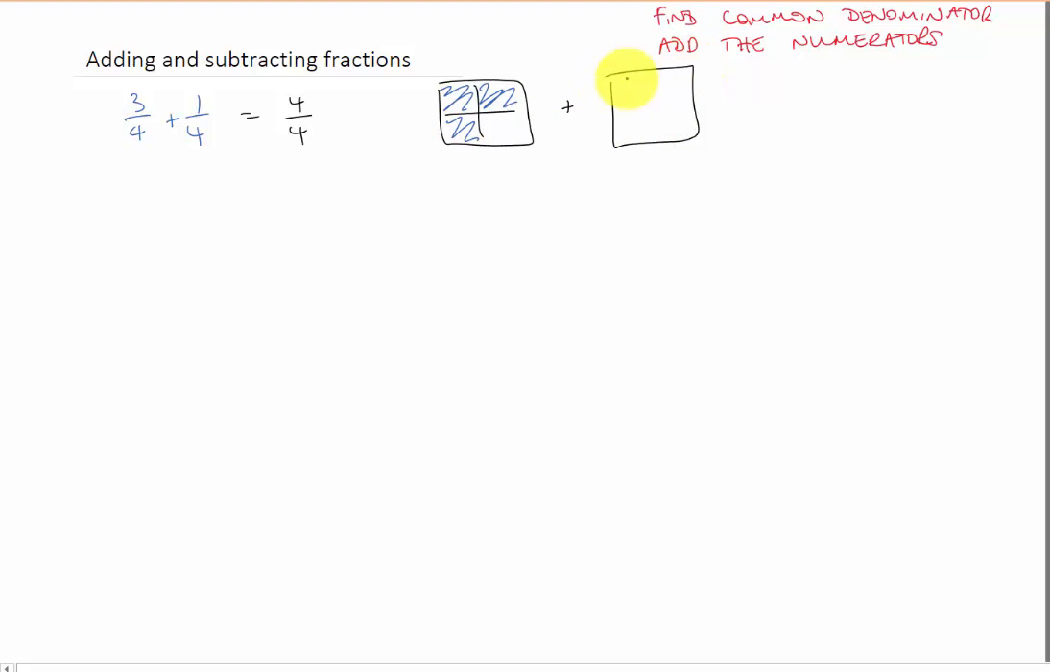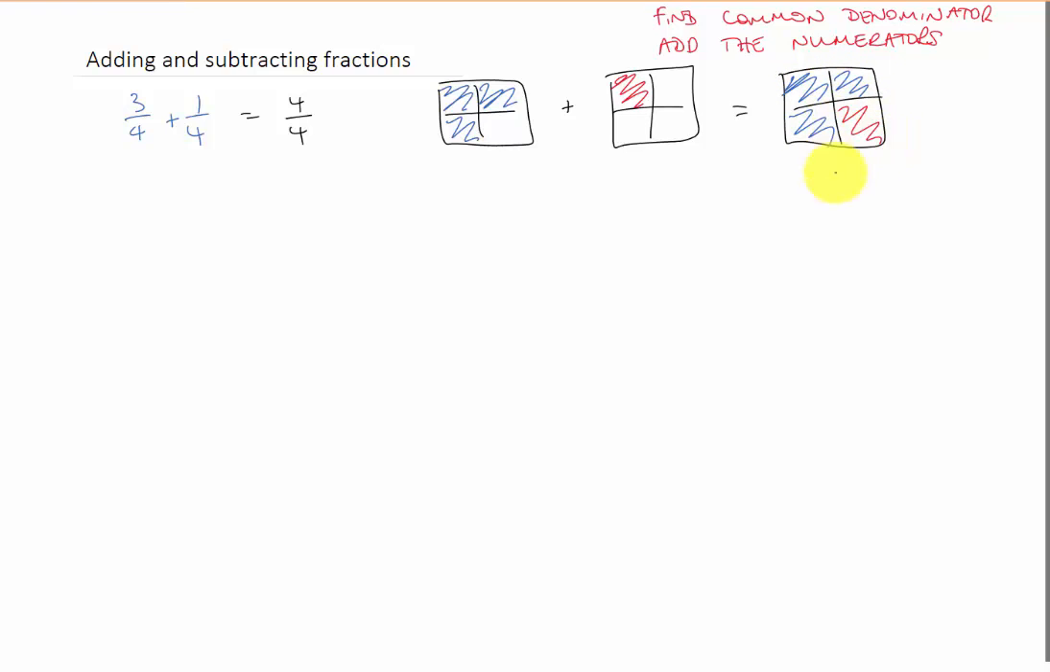plus 1/4. So then we just squash up all of those together. So that gives us 1, 2, 3, plus 1. So that gives us 4/4, which is equal to 1 whole.